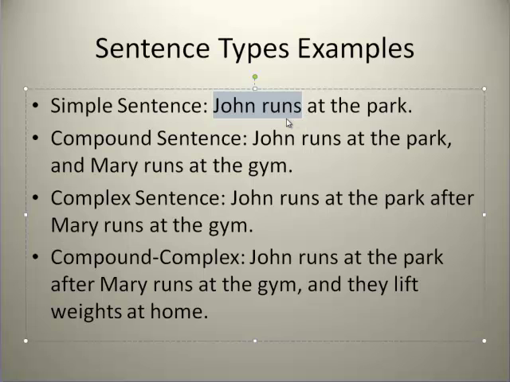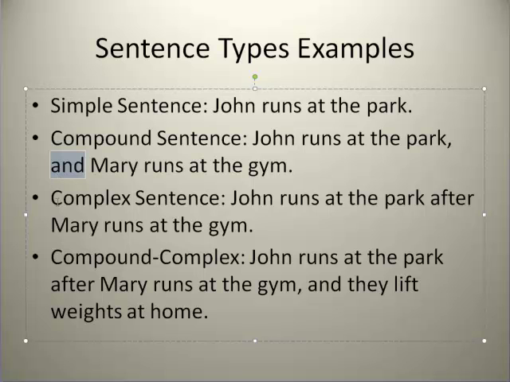In the second example, a compound sentence, John runs is one subject-verb relationship. Mary runs is a second and independent subject-verb relationship. We can draw a line in here to show this. Let's imagine we have a line here after the word park. John runs at the park. That could be one independent clause. Mary runs at the gym. This could be a second independent clause, and they are joined by the coordinating conjunction and.